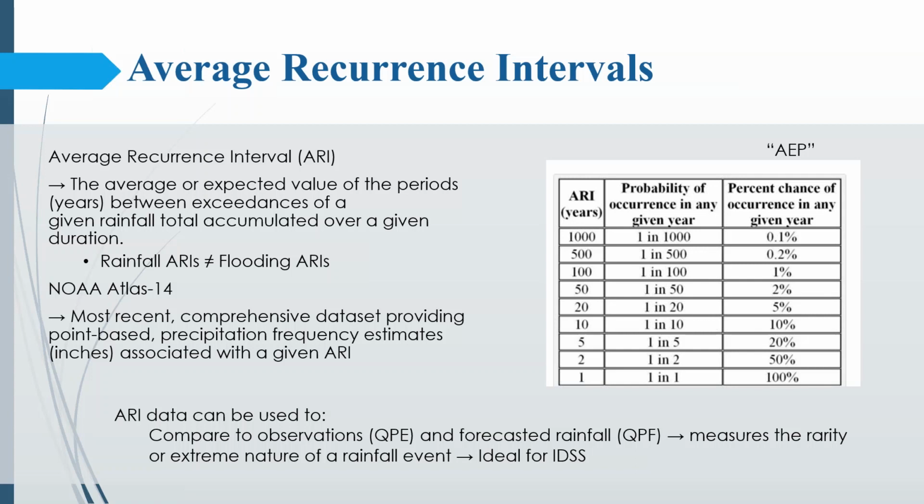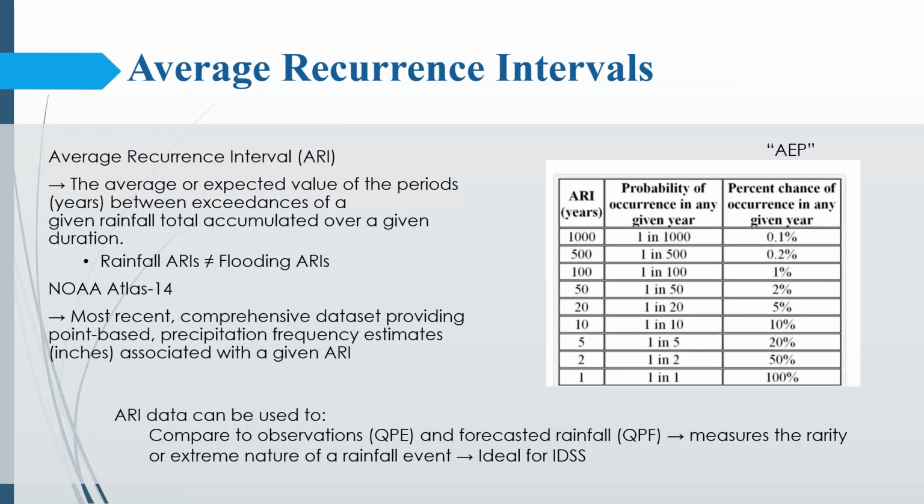You do need to consider antecedent conditions and topography and things like that in order to get a real assessment of what the flood impact is going to be if a certain rainfall ARI threshold is exceeded. But nevertheless, they can be used as a good proxy to the potential for extreme rainfall related impacts.